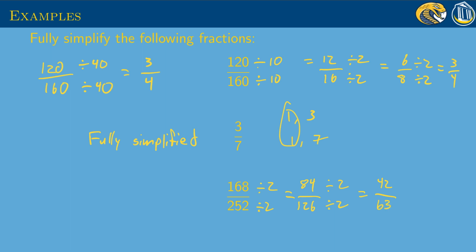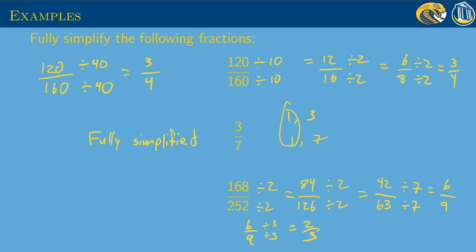And both of these are divisible by 7. 42 divided by 7 is 6. 63 divided by 7 is 9. And then we've got one more step. 6 and 9 are both divisible by 3, giving us 2/3. 168 over 252 is 2/3.